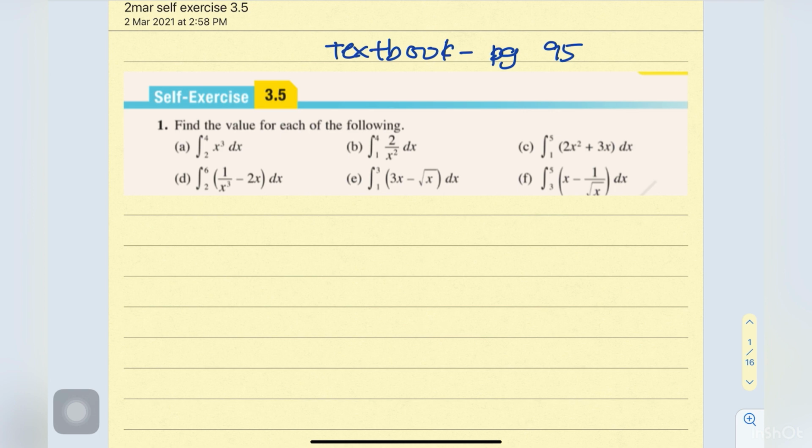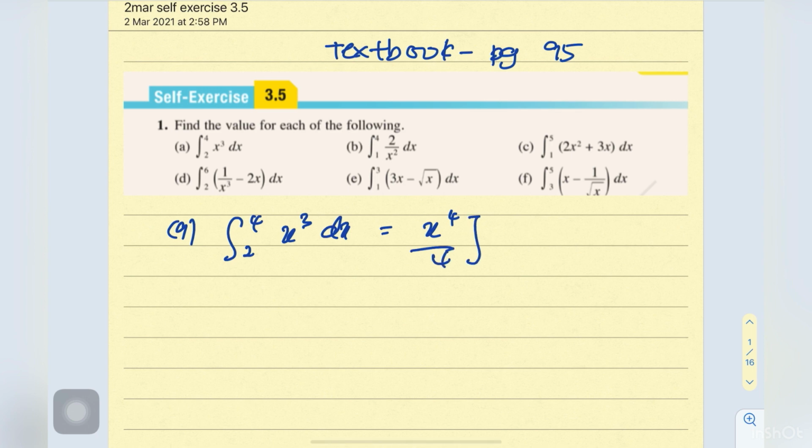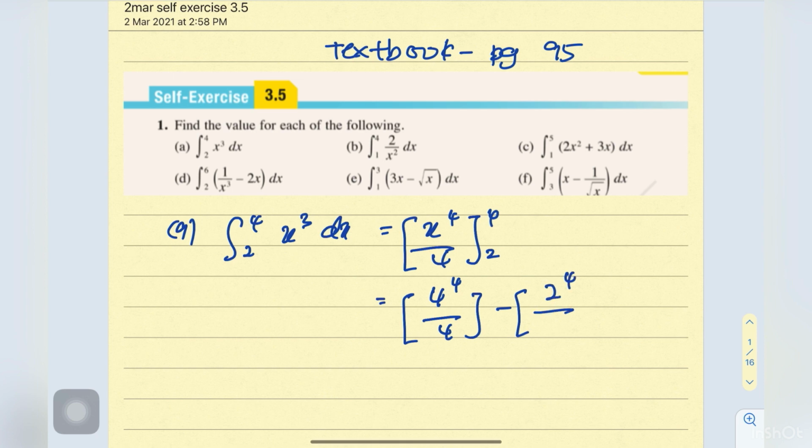Okay, all these questions involve definite integrals. Now we do number 1, 1A. Integrate from 2 to 4, x cubed dx. So integrate to become x to the power of 4 over 4. Then we substitute the upper limit and minus the lower limit. So 4 to the power of 4 over 4 minus 2 to the power of 4 over 4. Here the final answer would be 60.